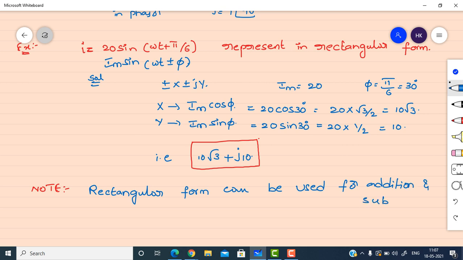Then what about multiplication and division? The polar form can be used for multiplication and division. On rectangular form you cannot perform multiplication and division, and on polar form you cannot perform addition and subtraction. So polar form can always be used for multiplication and division, and rectangular form will always be used for addition and subtraction.